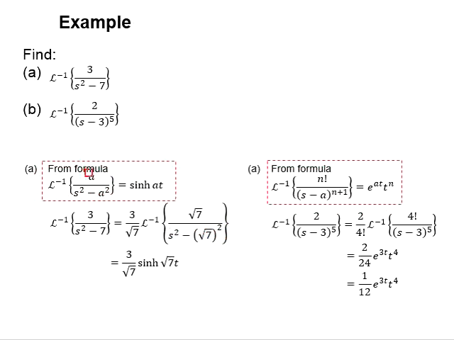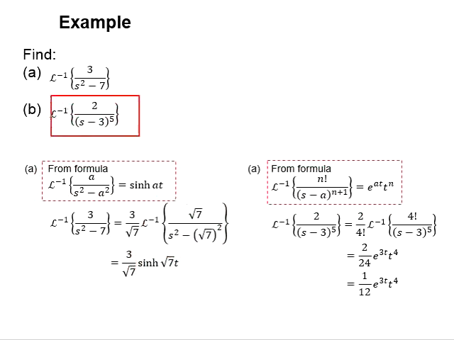And you need an a on top of the fraction here. By having the square root of 7 here, you will need to cancel out the square root of 7. And also you need to move this constant 3 out of the function. That gives you this. Now you can convert this inverse Laplace transform into the sine of square root of 7 t.